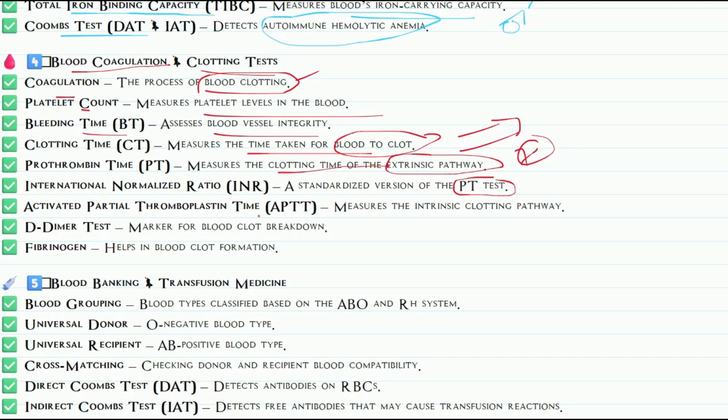Another is APTT, activated partial thromboplastin time, which measures the intrinsic clotting pathway, factors 11, 12, 8, 9. So these are mainly detected by this APTT. D-dimer test.